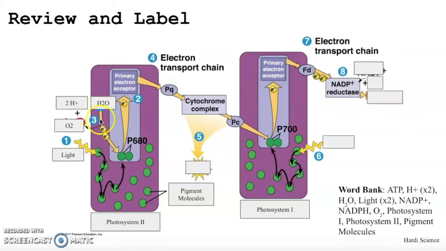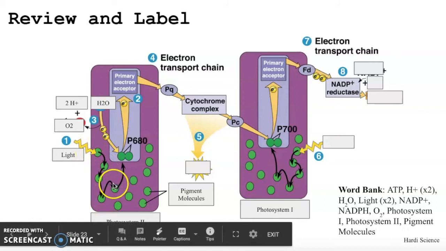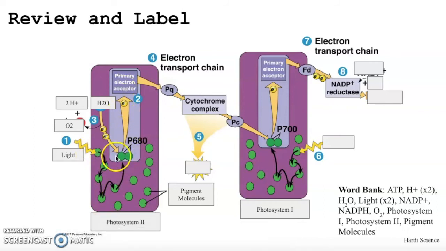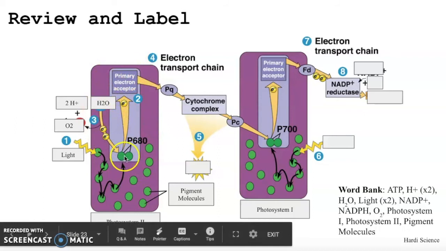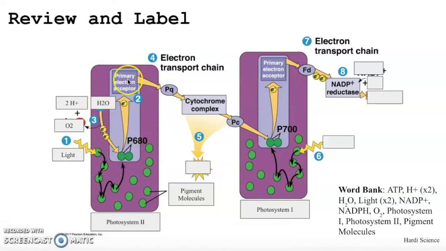And the reason we need to provide electrons is because as light hits the pigment molecules, energy is being transferred from one pigment molecule to the next until the electrons of P680 are getting excited and going to leave P680, leaving it empty, as they go to the primary electron acceptor. And so now that it's empty, we need to replace it with some more electrons, and water is providing those electrons for us. So then the electrons are going to travel down an electron transport chain, and they're going to create some ATP.